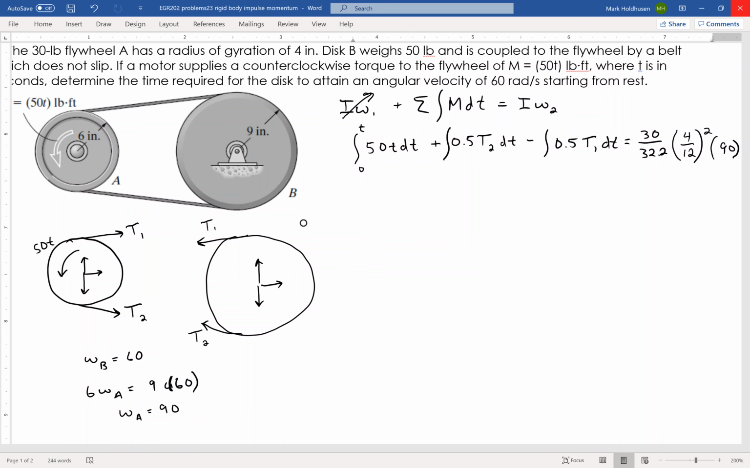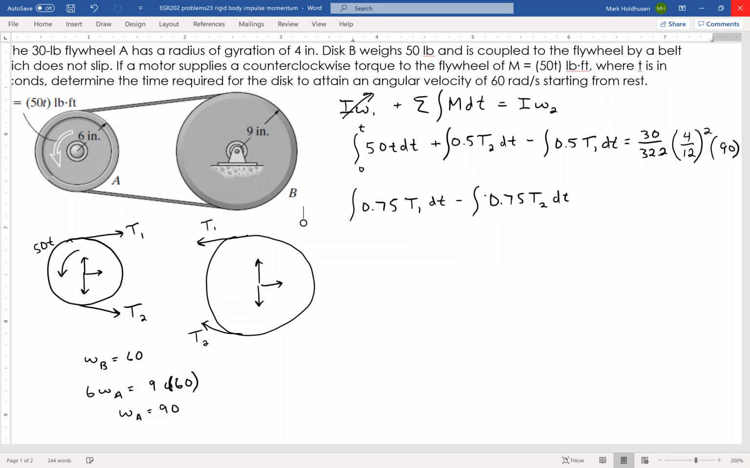So this is going to be times 90. All right, so I've got time in there, I've got some tensions. I don't want to deal with those. We'll do the same thing for the disk. Now in this one, T1 is positive, and instead of 0.5, it's going to be 9/12, which is 0.75. So it's going to be the integral of 0.75 T1, that one's positive this time, dt, minus the integral of 0.75 T2 dt.